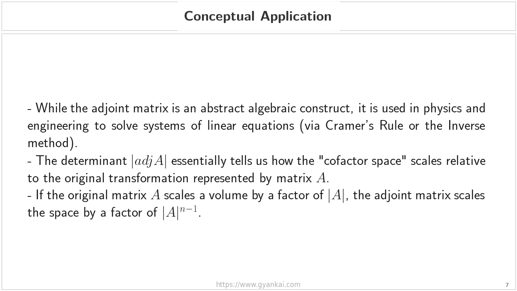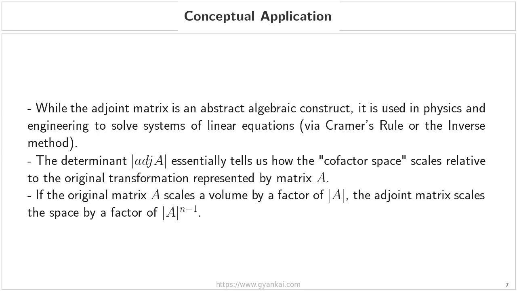To put this in simpler terms, think about what a determinant actually does. If the original matrix A scales a volume by a factor of the determinant of A, then the adjoint matrix scales that same space by a factor of the determinant of A, raised to the power of n minus 1. It's a beautiful way to see how the scaling property of the matrix is preserved and transformed through the adjoint process.